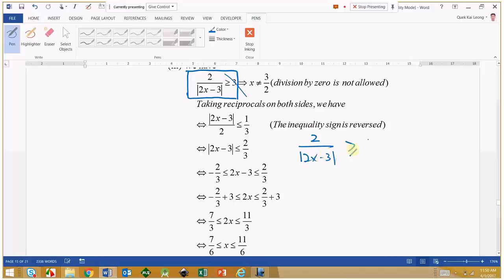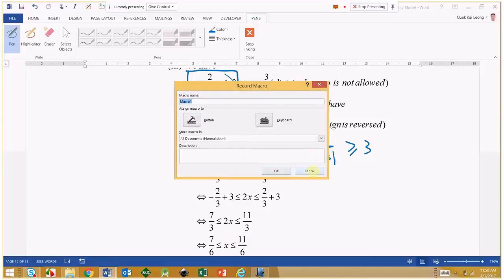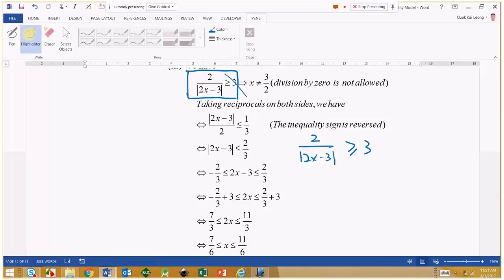Greater or equal to 3. Now let me ask a question. Can I bring this one? Before you answer the question, you think first. Can I bring the absolute of 2x minus 3 to this side? That means 2 is greater or equal to 3 multiplied by absolute of 2x minus 3. Can I do this? Think before you answer.